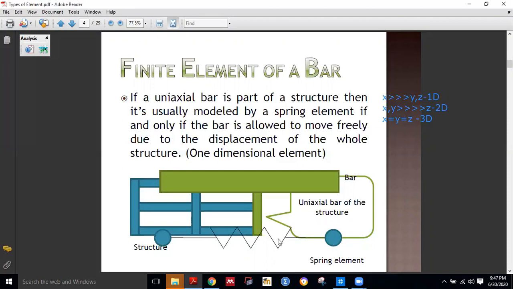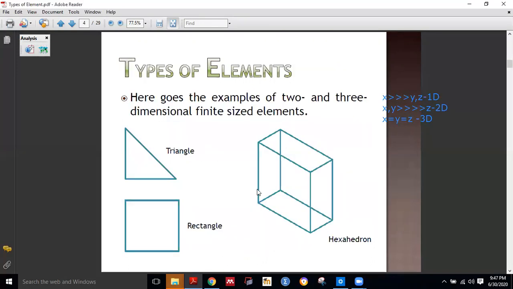Now we will move towards the next part. This is the bar, that is 1D. Now this is 2D, that is triangular element and rectangular element. So this is a 2D element. So triangles and rectangles are there.